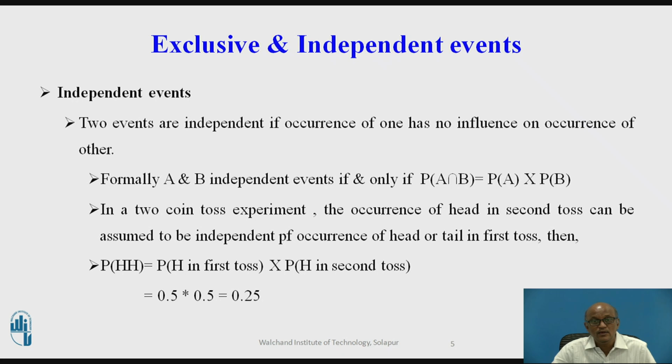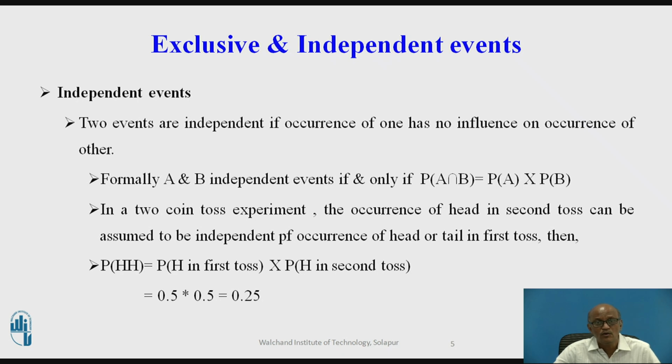Clearly, we will say that it does not matter whether the first toss is head or tail, the probability of head occurring in the second toss is still 50%, or 0.5. That means the information provided to us by the first toss has not changed the predictability of head or tail in the second toss.